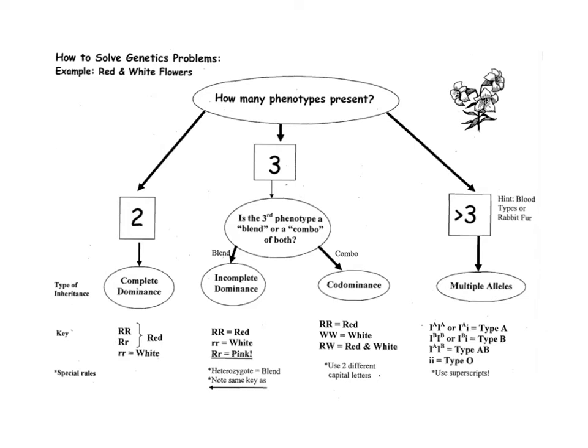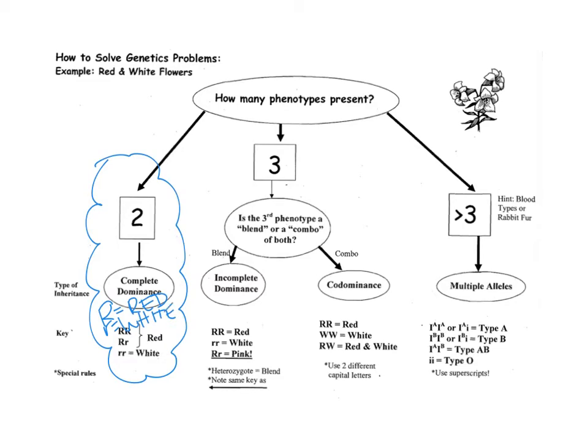Hello there. This video is going to explain 3 new patterns of inheritance: incomplete dominance, codominance, and sex-linked traits. At this point in time, you already know how to do complete dominant problems. These are problems where there are only 2 phenotypes present. This is what we've been doing all along, where a key would look like big R is red and little r is white. Okay, today we're going to learn about situations where we have 3 different phenotypes.